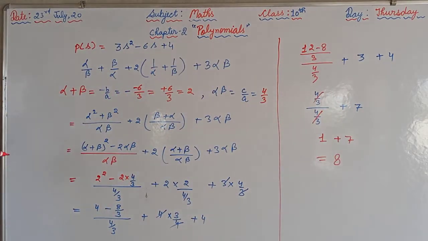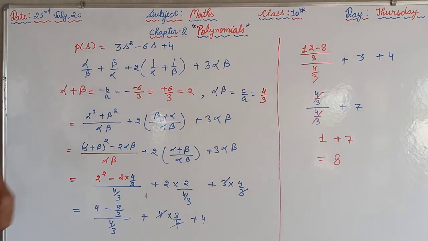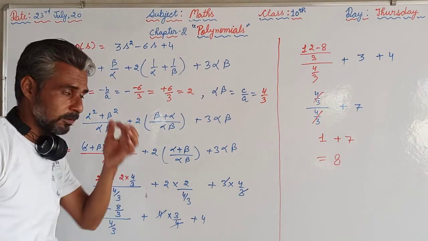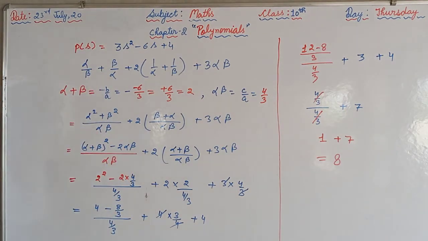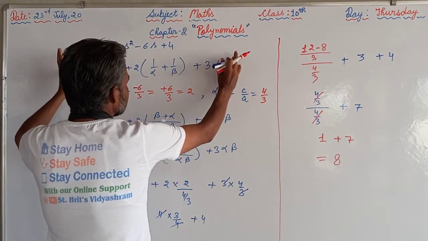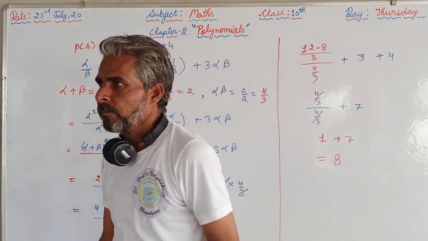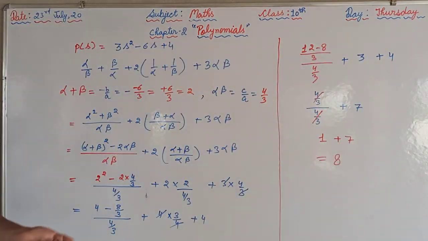So what we have done: we were given a polynomial in variable s, and we were supposed to evaluate alpha upon beta plus beta upon alpha plus 2 into 1 upon alpha plus 1 upon beta plus 3 alpha beta, and the value of this whole big expression is only 8. We can solve such questions if our basics are clear and we proceed in a systematic manner.